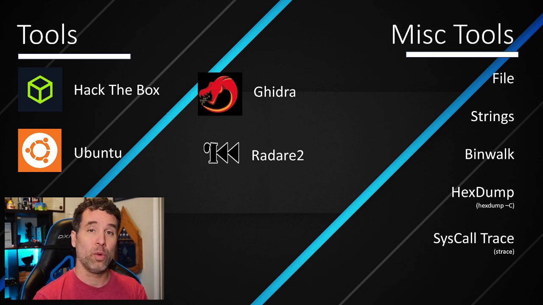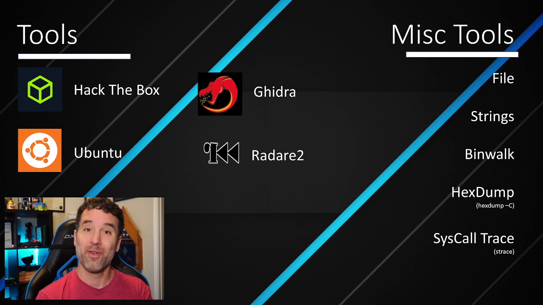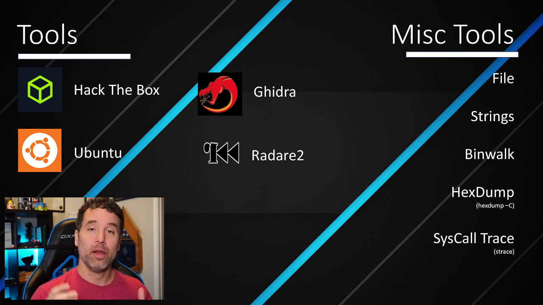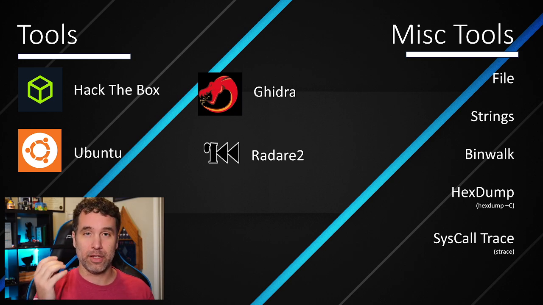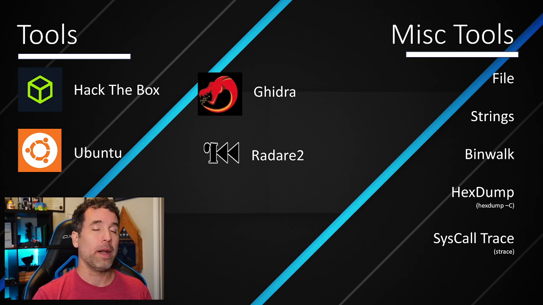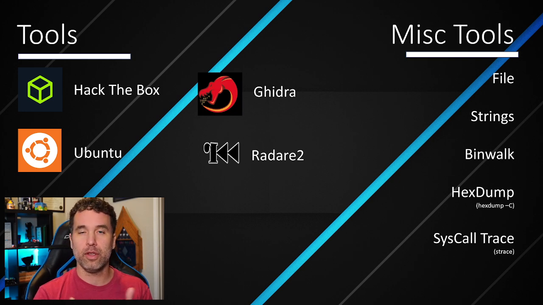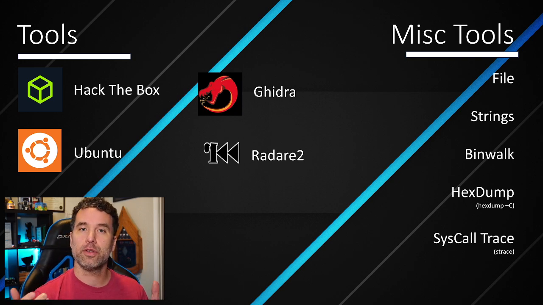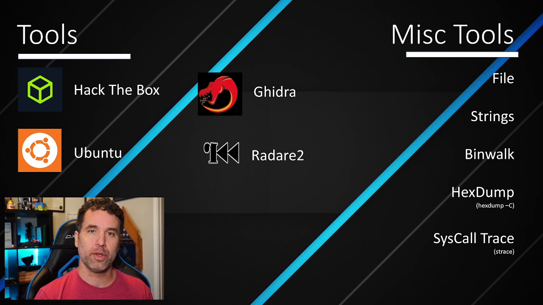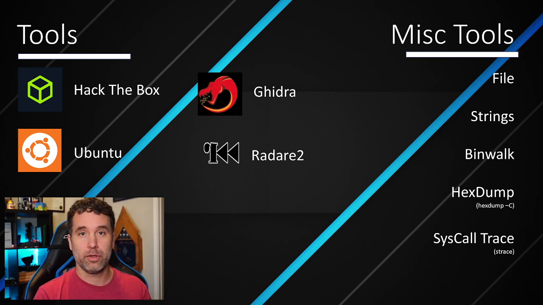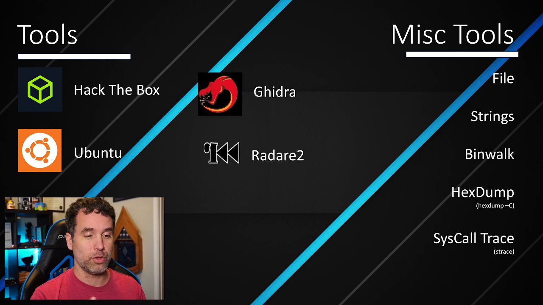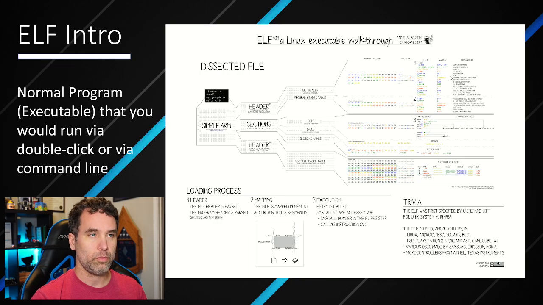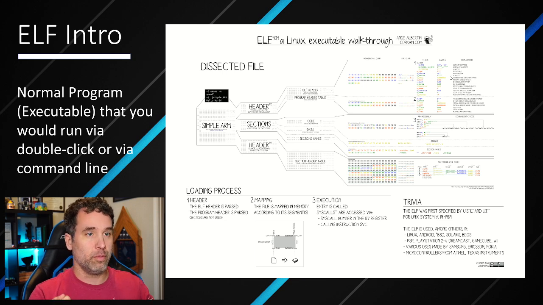All right, so here are the tools. Here are the toys I'm going to be playing with. We already got Hack the Box, and that's where I got the binary file from. But I'm going to be using Ubuntu, then I'm going to be using Ghidra, then I'm going to be using Radare. And also some of the other tools I'm going to be tinkering around with today are file, strings, binwalk, hexdump, and strace. All these are on the Linux distro itself.